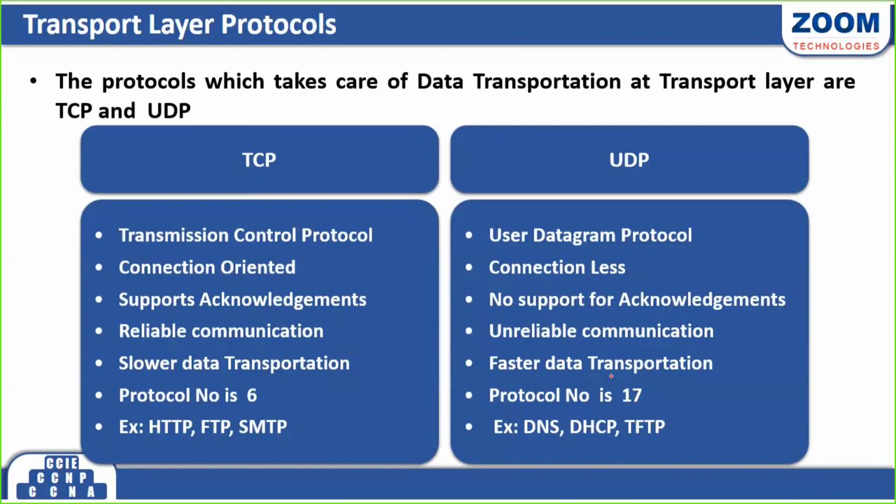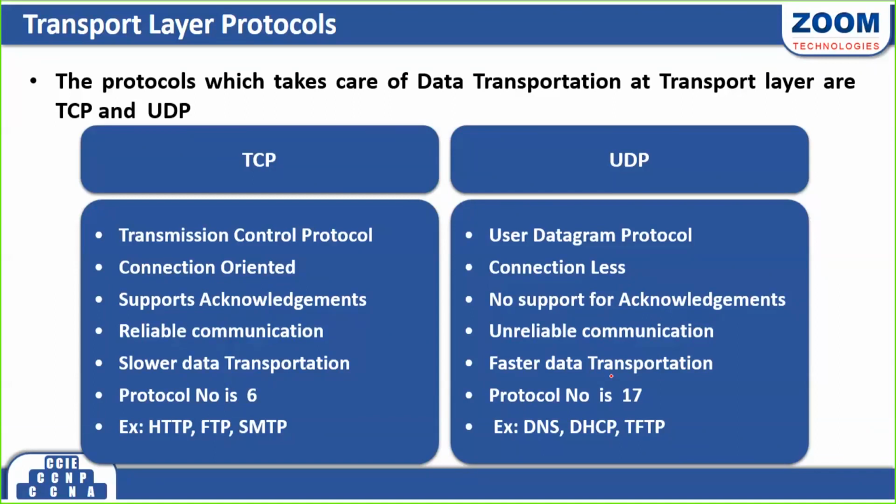Protocol number 17: DNS, DHCP, TFTP, these all are examples. Clear? If they use UDP in ML, what kind of areas do they use UDP? We know TCP is generally used for transmission, like HTTP, FTP, or SMTP. No, first we need to understand the difference between TCP and UDP.